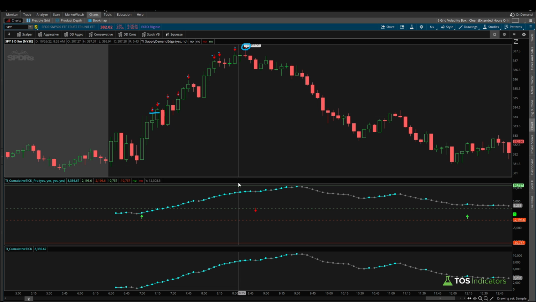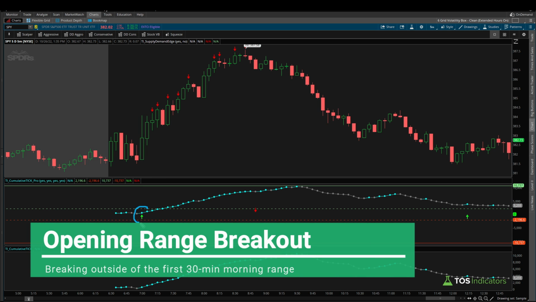Now we move on to the Cumulative Tick Pro indicator to see what information that was giving us in terms of market internals. There, across the day here, the cumulative tick continued to keep track of how the ticks were changing, but we had 3 different signals that presented themselves. We had a buy signal early in the morning. This was at 7 a.m. Pacific as we broke above our opening range. So that was the very first buy signal.